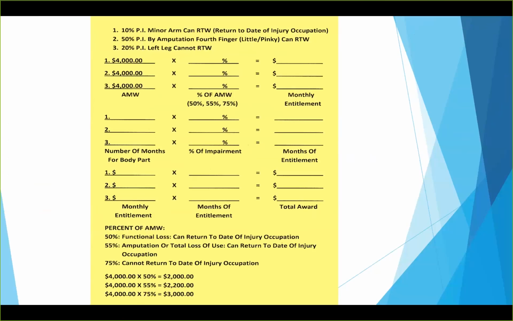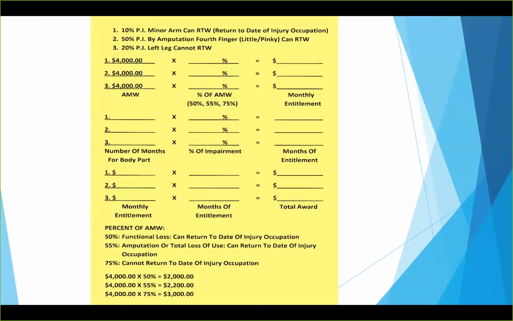Now I'm going to ask on this slide that in a minute you go ahead and pause this so that you can calculate these three problems right here. Everything that you need to solve these is included on this slide. Number 1, 10% permanent impairment to the minor arm. Injured worker can return to work.